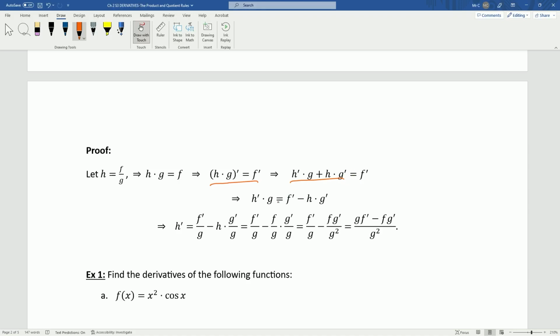Now, we're going to rearrange because we want to solve for h prime. Remember, that's the derivative we're looking for. So we subtract h times g prime. We get h prime times g equals f prime minus h times g prime. And then we divide by g and we get h prime equals f prime over g minus h times g prime over g.